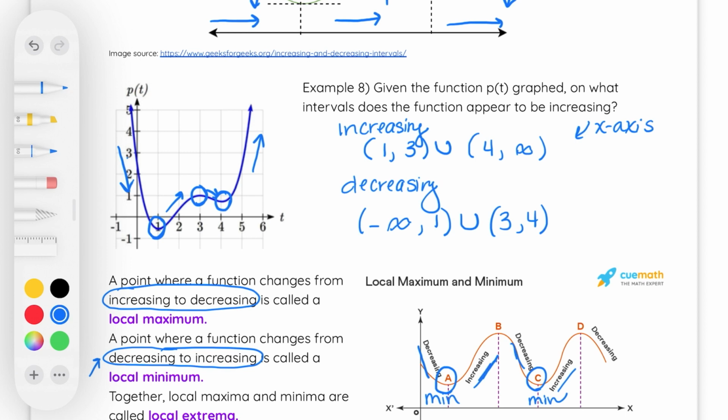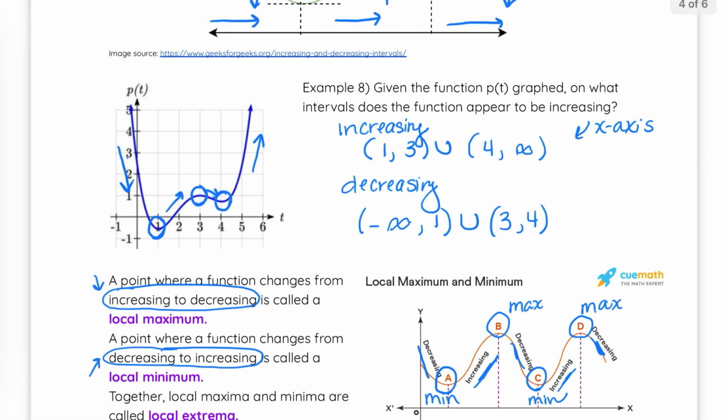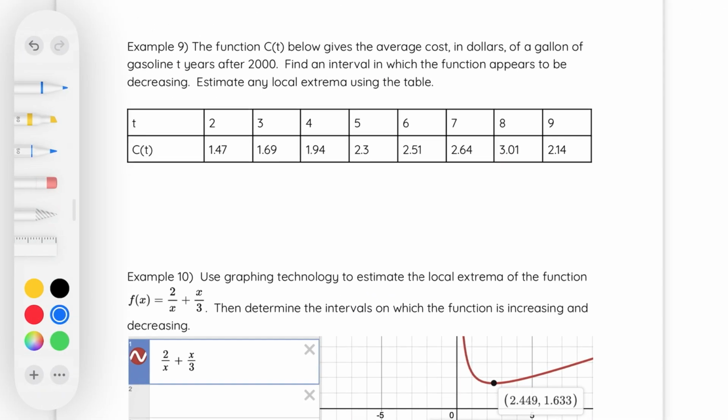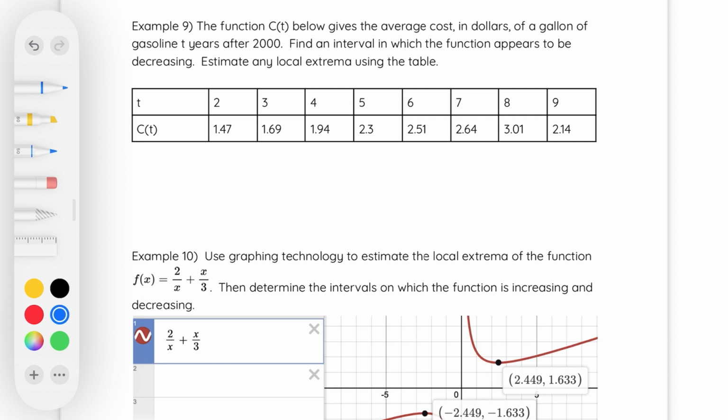And then we go from increasing to decreasing, we have a maximum. Let's see what that looks like when we put it with some graphs and some other tables.